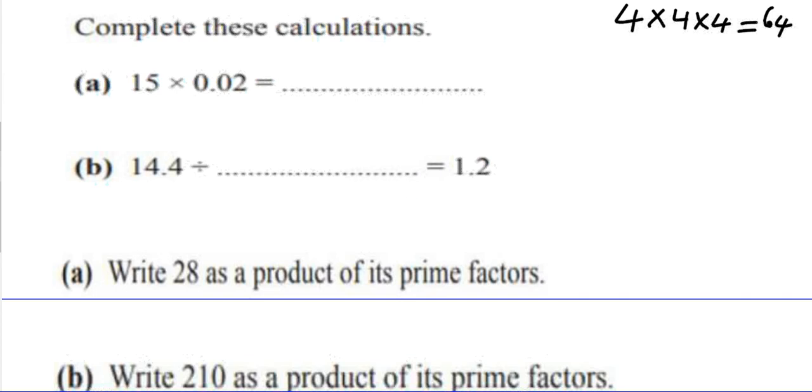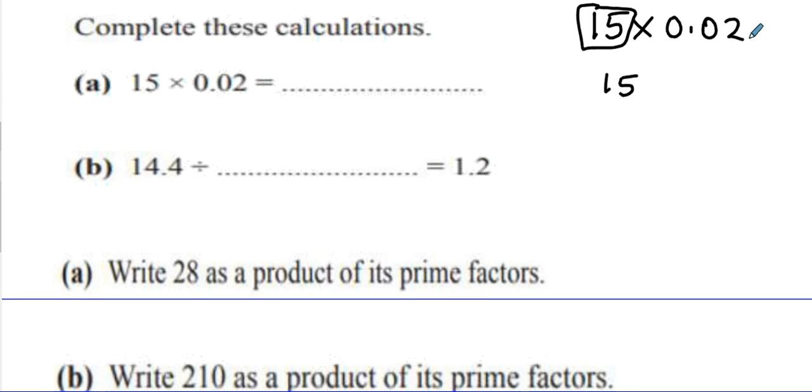Another question is: complete these calculations. Okay, let us analyze this. We have discussed that. What is 15 times 0.02? What I said was, concentrate on the whole numbers. This is 15, and concentrate on the whole number, that is 2. So what is 15 times 2? 15 times 2 is 30.